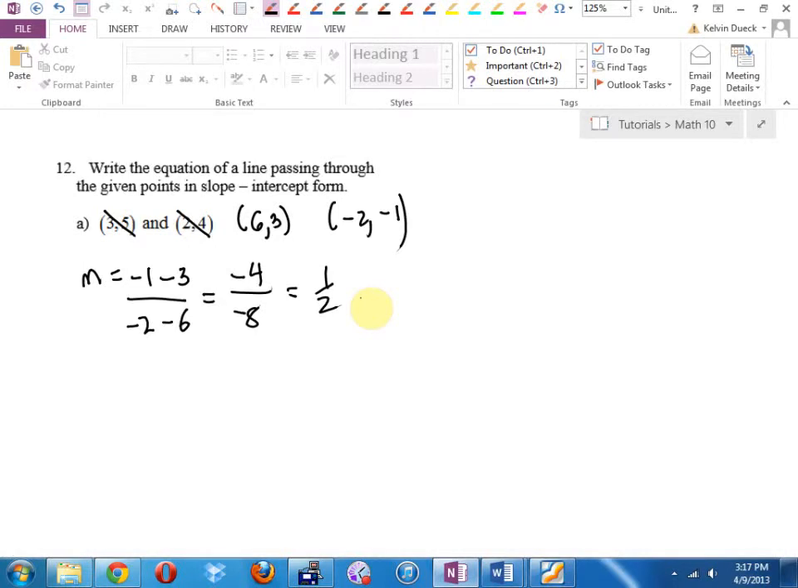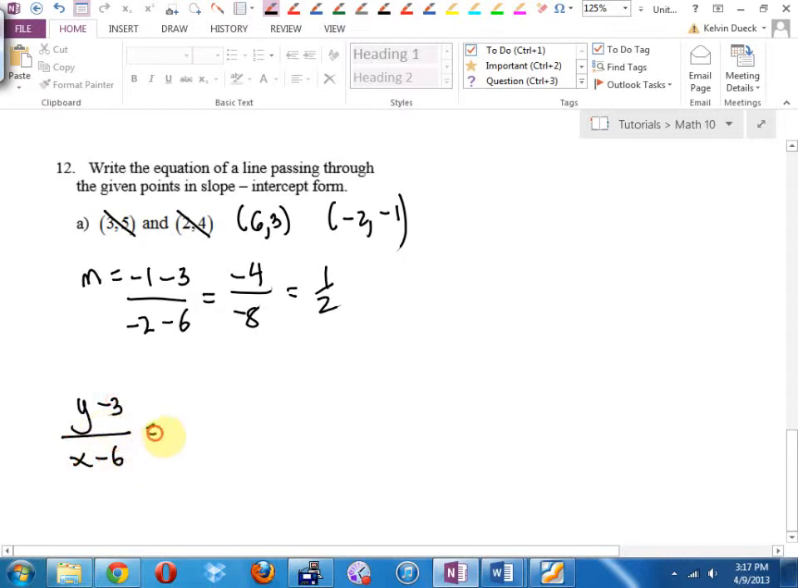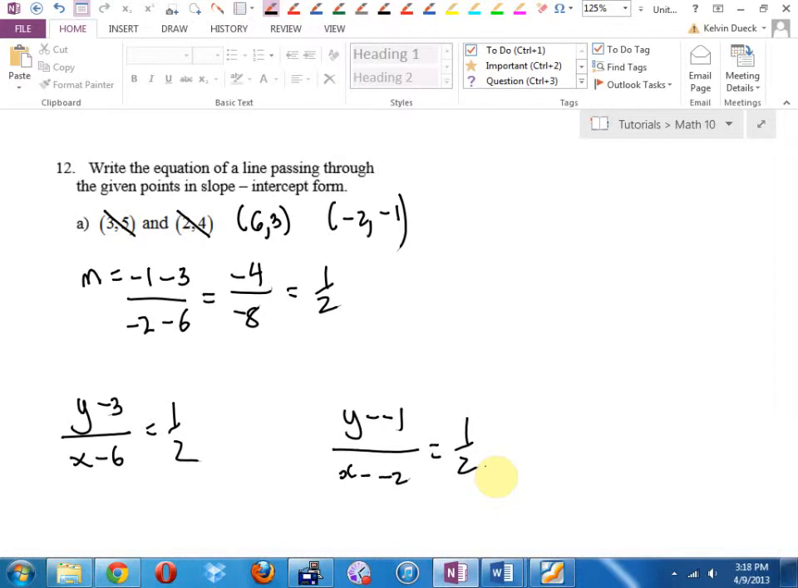It doesn't matter which point I use now. I can either go y minus 3 over x minus 6 equals 1/2. I can use the 6 comma 3. Or I can go y minus minus 1 over x minus minus 2. Believe it or not, when I cross multiply both of these, eventually after about 2 lines, I'll end up with the same equation. Which one do you want to use? Left one or the right one? Okay. You see where I got them from, by the way? Or did I lose you on this step?